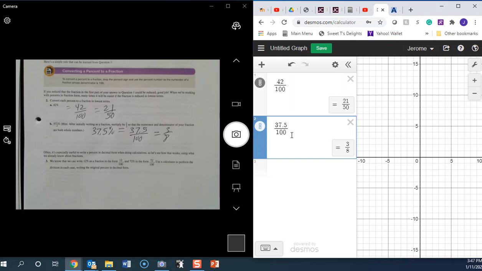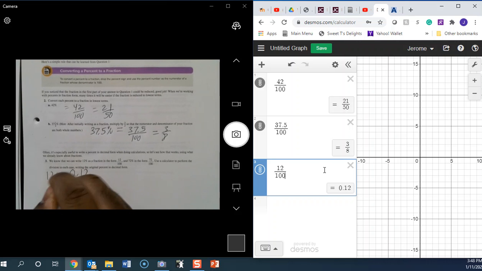Okay, now for number 3, it says often it's especially useful to write a percent in decimal form when doing calculations. So let's see how that works using what we already know about fractions. So number 3, we know that we can write 12% as a fraction in the form 12 over 100 and 72% in the form 72 over 100. Use a calculator to perform the division in each case, writing the original percent in decimal form. So basically they want us to do 12 divided by 100, and that gave us 0.12.